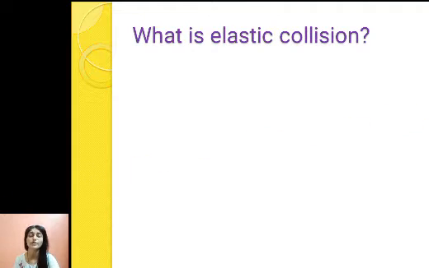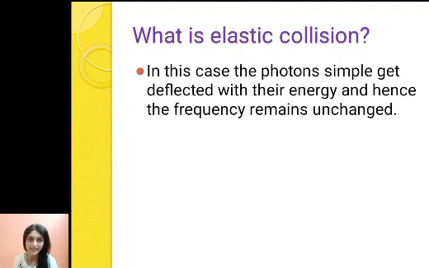So let us talk about what is elastic collision. In this case the photons simply get deflected with their energy, and hence the frequency remains unchanged. That means I have a photon and I have a molecule. Here this photon is not going to exchange any energy with this molecule. It will not give energy or take energy from the molecule. So in case of elastic collision, there is no energy exchange between the photon and the molecule, and hence the frequency of the photon will not change because it has neither given nor gained energy, and it will remain the same.